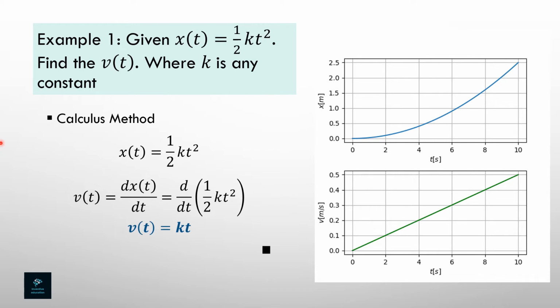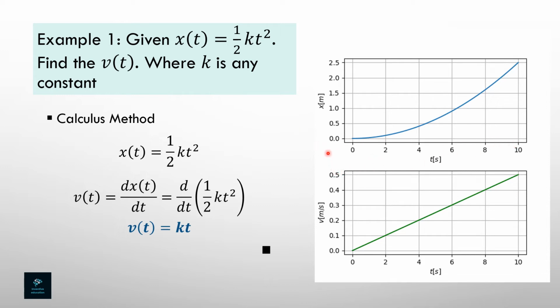In the calculus method, we take the differentiation of the position function to get the velocity function. So we are given that x(t) is equal to half kt square, v(t) will be equal to dx(t) by dt. This is equal to d by dt of half kt square. Since half k is constant, we can take it outside, and derivative of t square is 2t. Therefore, v(t) becomes kt.